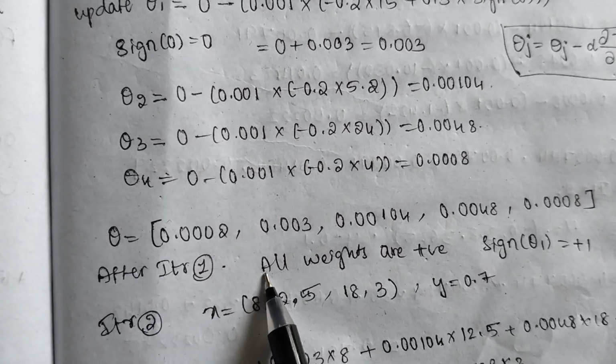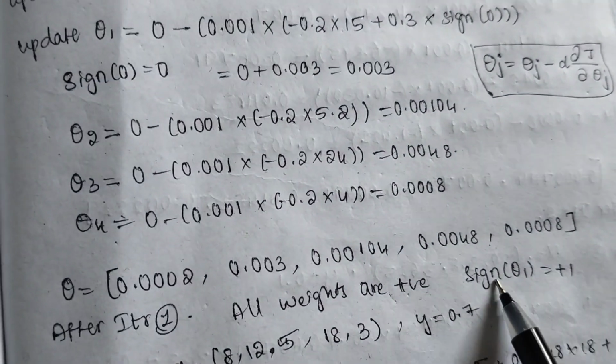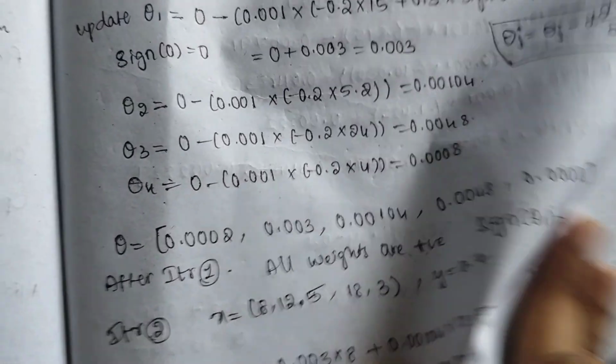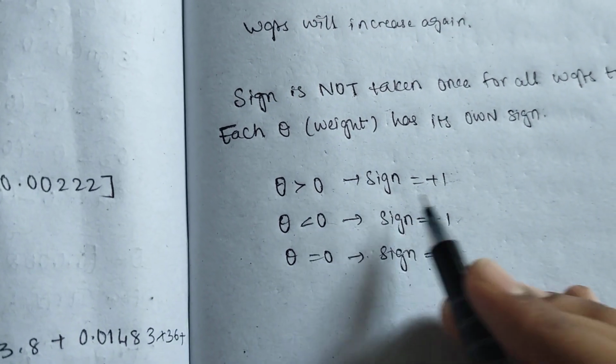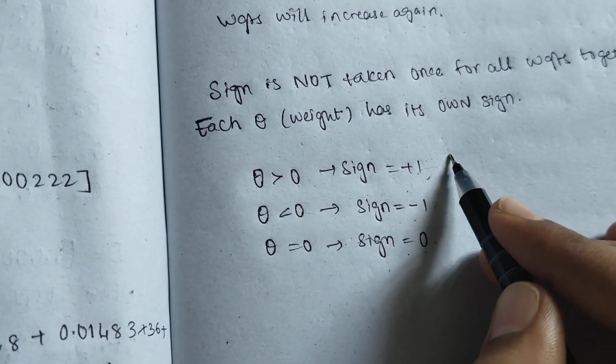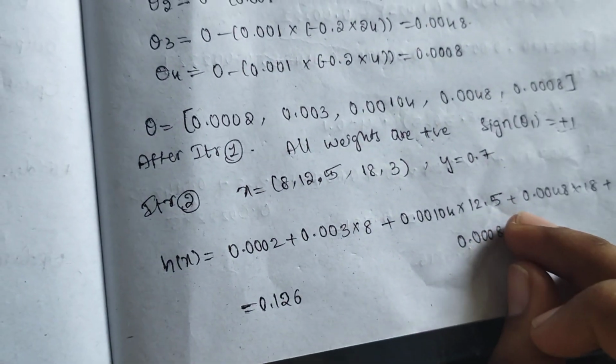After one iteration, this is the whole process of iteration number 1. After that we got all positive values, so sine of theta 1 will be positive, plus 1. As I have told you here, it is according to the weights. If the weights are positive, that is greater than 0, then the sine will be considered positive. Whenever we are finding it, we'll be considering the sine value as positive.